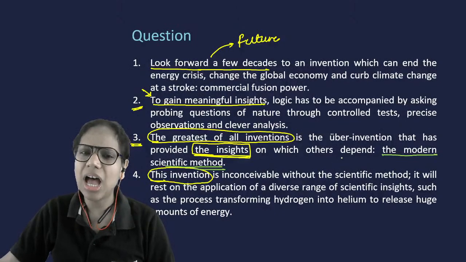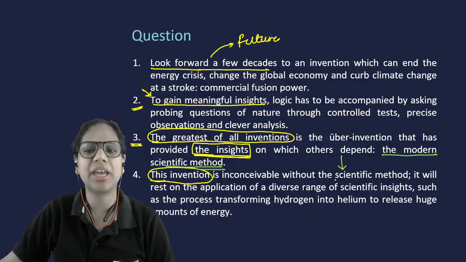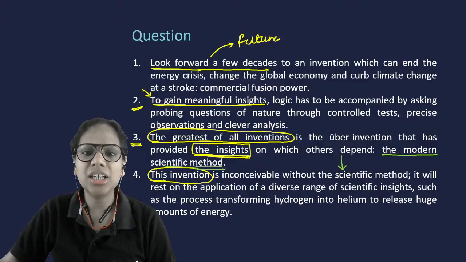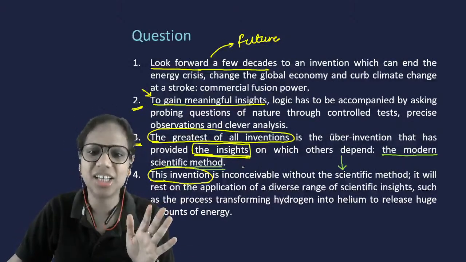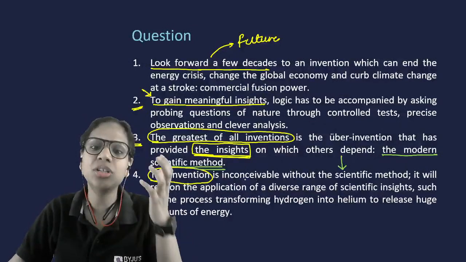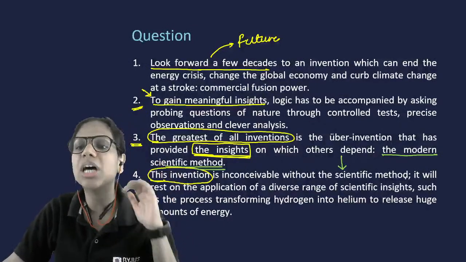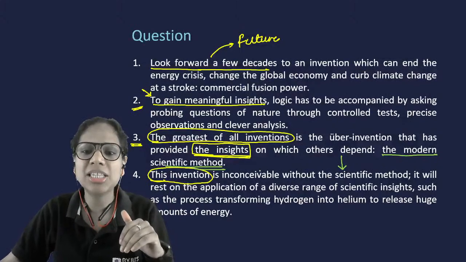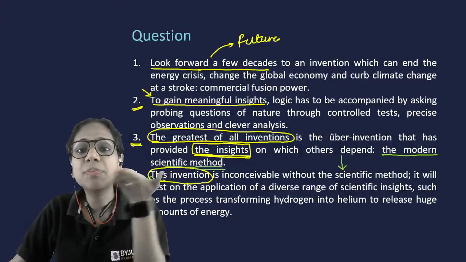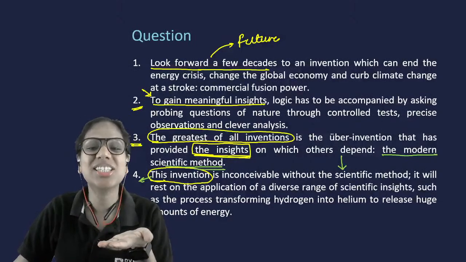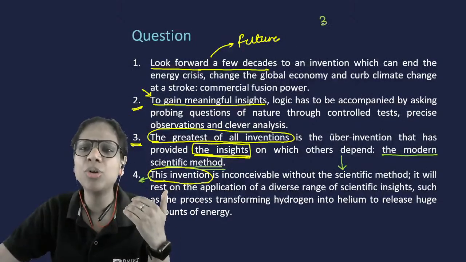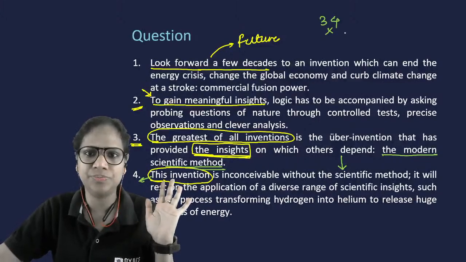So I don't think that 3 4 is a pair, because here the invention itself is the modern scientific method, whereas in four I'm saying this invention we could not even think about without the scientific method. That means there is some other invention whose basis is the modern scientific method. So this is some other invention that I'm talking about. 3 4 is not a pair.